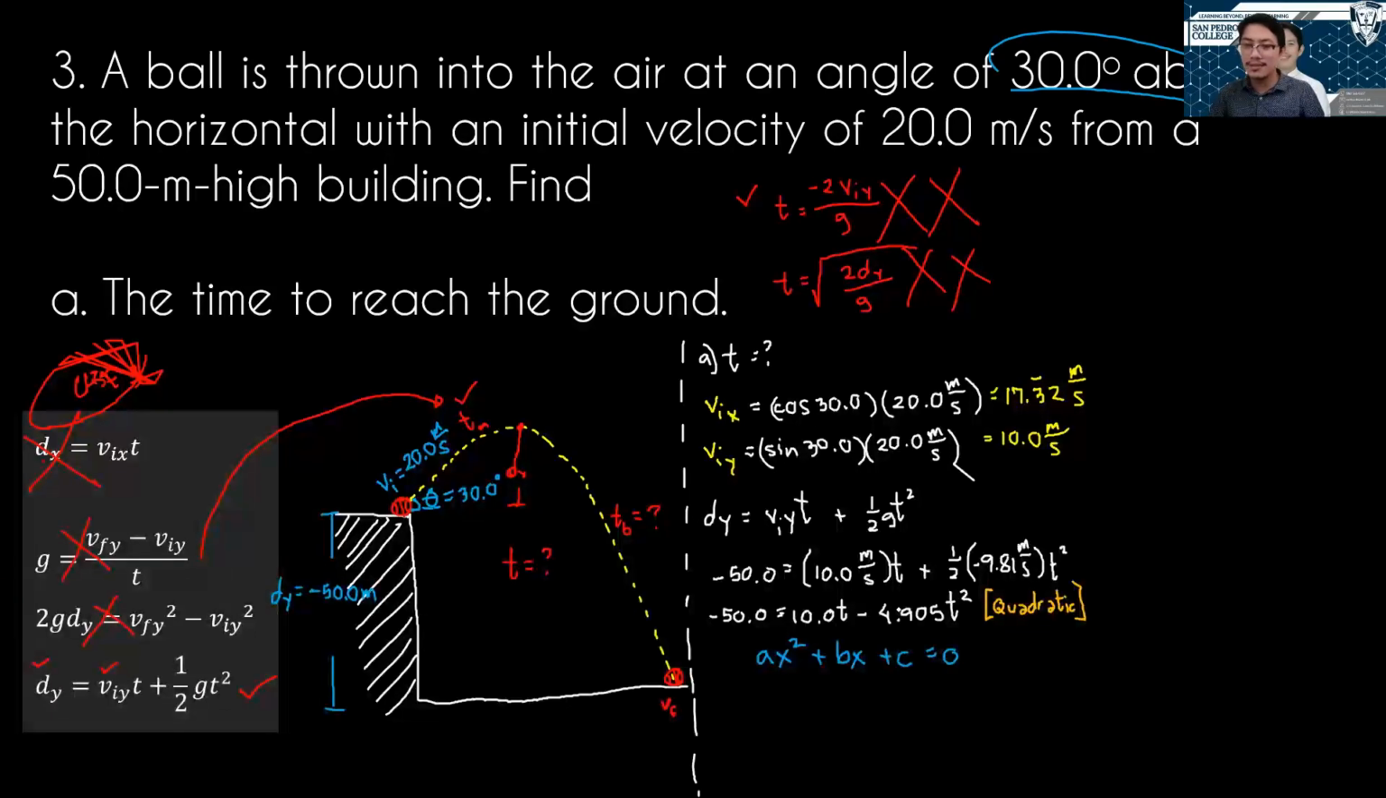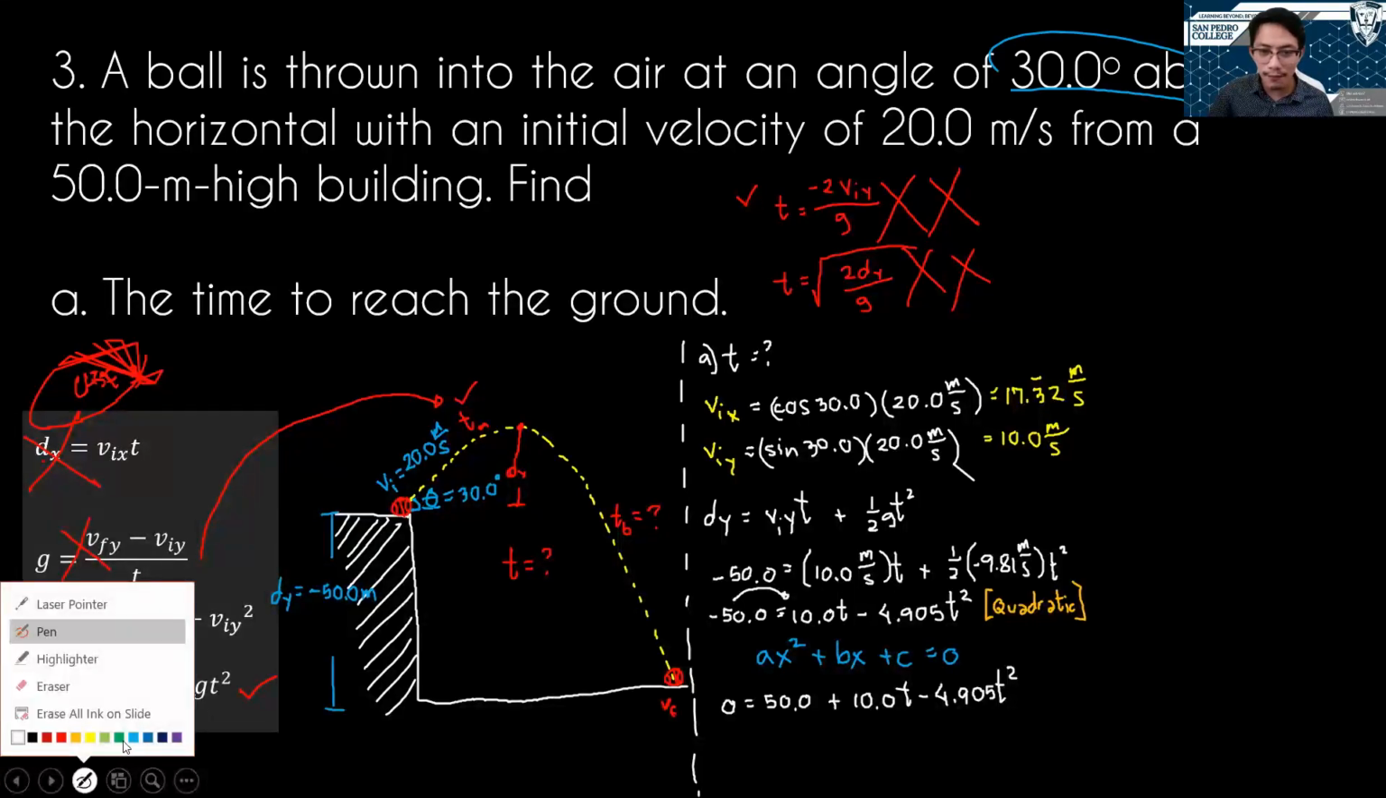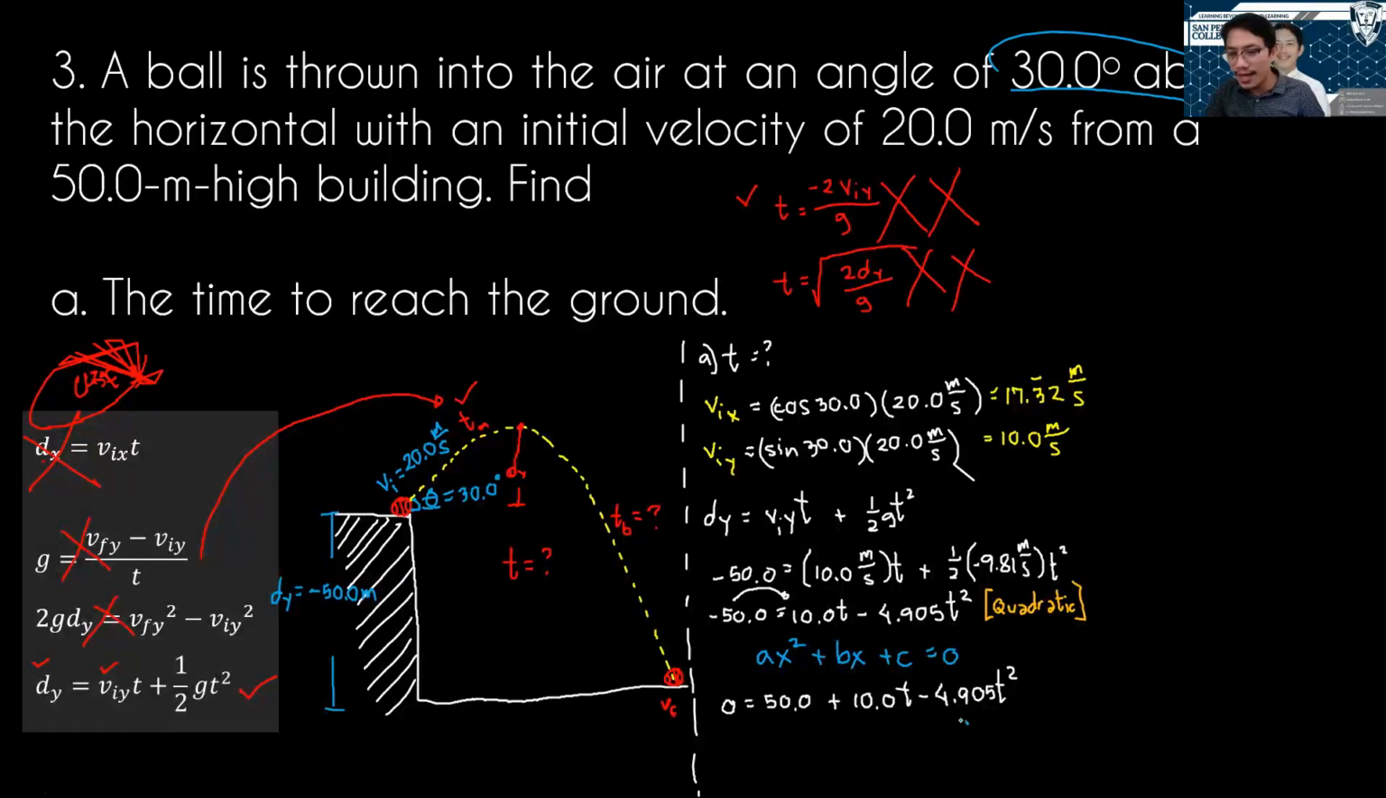So, i-transpose lang natin. That means, transpose na lang natin yung 50 dito sa other side of the equation. So, 0 equals 50.0 plus 10.0 t minus 4.905 t squared. So, meron na tayong quadratic equation in standard form in which ang a natin, si 4.905 kasi may squared, b is 10, c is 50. Follow?